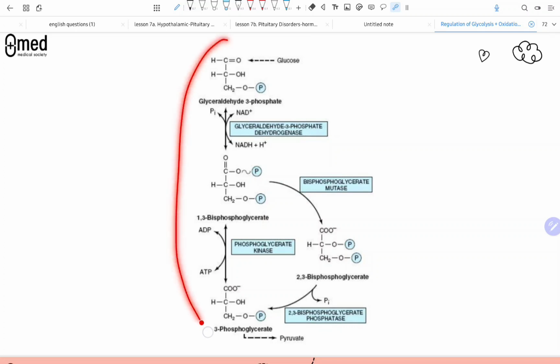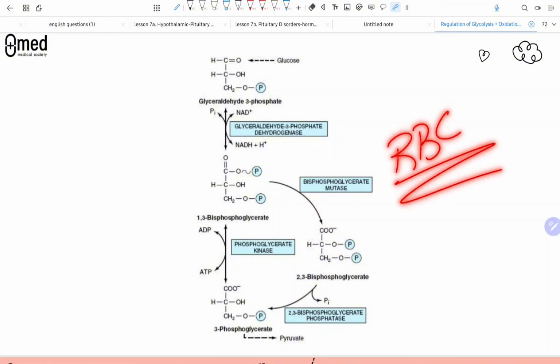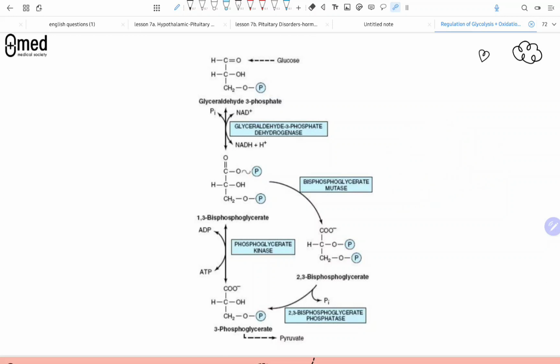So basically, this on the left side is glycolysis. As you can see, we have pyruvate at last, but this is called the Rapoport-Luebering cycle, which is a cycle that happens in the red blood cells. In glycolysis, 1,3-bisphosphoglycerate is going to become 3-phosphoglycerate and then pyruvate, right? But in this cycle, this 1,3-bisphosphoglycerate, instead of becoming 3, it becomes 2,3. And you're going to ask me, why is that?